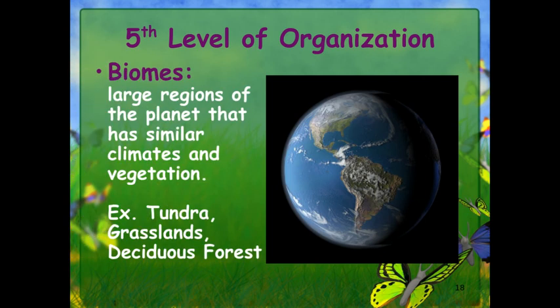Okay, next we have a biome. So you should have completed already that biome activity that is posted. This includes different regions of the earth that are generally at the same latitude, which makes them have the same amount of sunlight, similar climate, similar amount of precipitation, which impacts the amount of vegetation that lives there, makes it very similar. So we have examples of the tundra, grasslands, deciduous forests, and you should be able to, after you complete that activity, come up with a bunch of others. And you should also be able to tell me which one we live in.